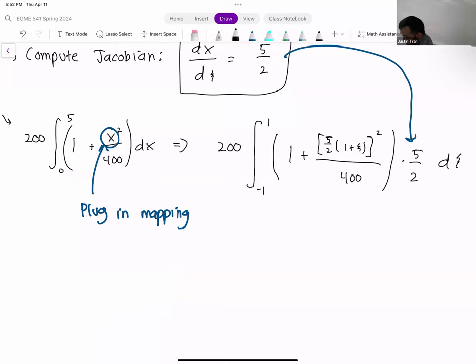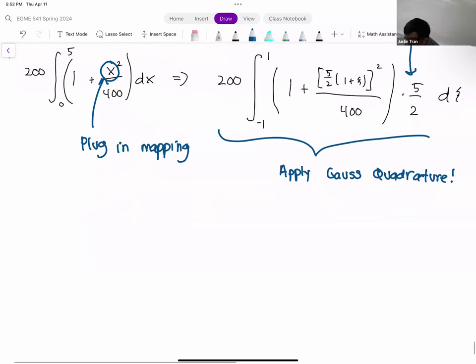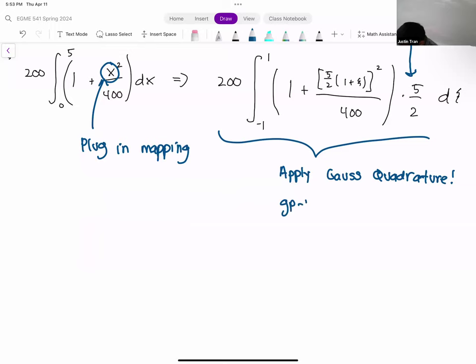And now that we've put it in this form where the integration bounds are minus 1 to 1, we can apply Gauss quadrature to this. We know for a two-point rule, we have our two Gauss points, and I'll call them Gauss point GP1 and GP2. The first Gauss point is minus 1 over root 3, and GP2 is positive 1 over root 3. We're going to evaluate our integrand at both of those points, and our weights are just 1 and 1. So let's do that.